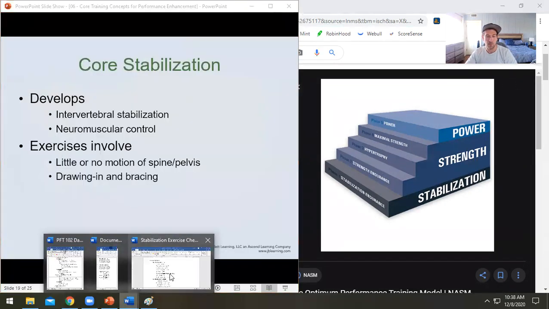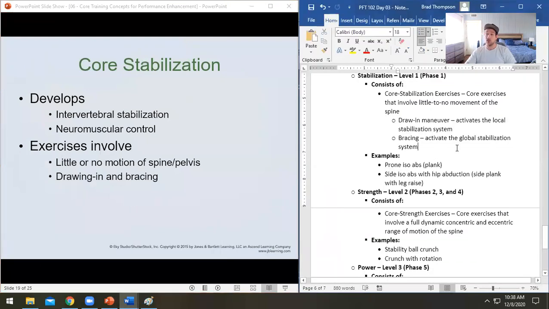So what makes something a core stabilization exercise? If you want to be able to spot it in the wild, what characteristics are you looking for? Core stabilization exercises are defined by being core exercises that involve little to no movement of the spine. They focus on drawing your belly button toward your spine or bracing. Both of those things are going to activate your local and global stabilization system.